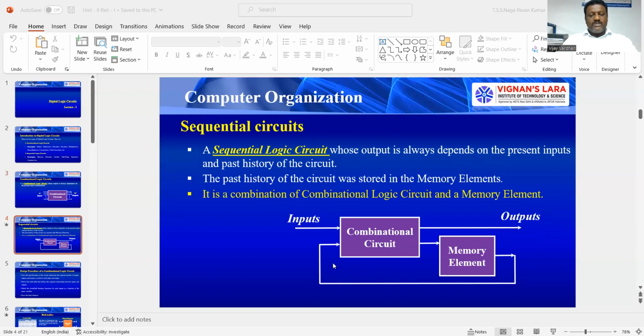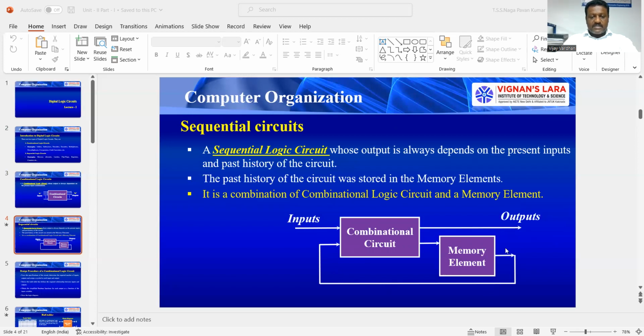The second one is a sequential logic circuit. A sequential logic circuit is one whose output always depends on the present inputs and the past history of the circuit. The past history of the circuit means the past output of the circuit, and that output depends on past inputs. This past history of the circuit can be stored in memory elements.